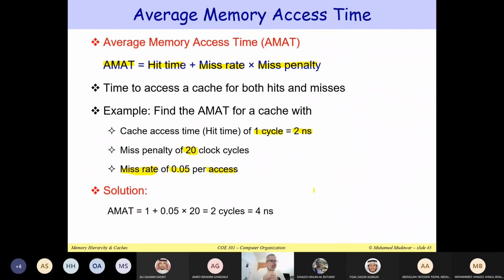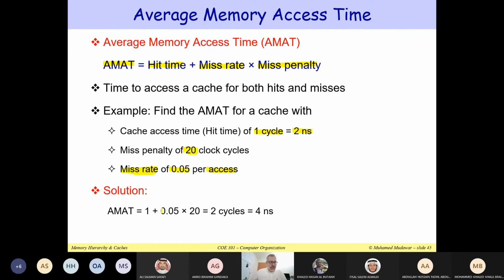We just replace the numbers inside the equation. If you would like to calculate it in clock cycles, 1 cycle is the hit time, so you put 1. The miss rate is 0.05. Now this is per access, not per instruction. That's the meaning of miss rate here, only when you access. Not every instruction, for example, load and store instruction. If you have an instruction which is not load and store, it does not really need to access the data cache. So only load and store will access the data cache. For this reason, when we define the miss rate, we say it is per access.